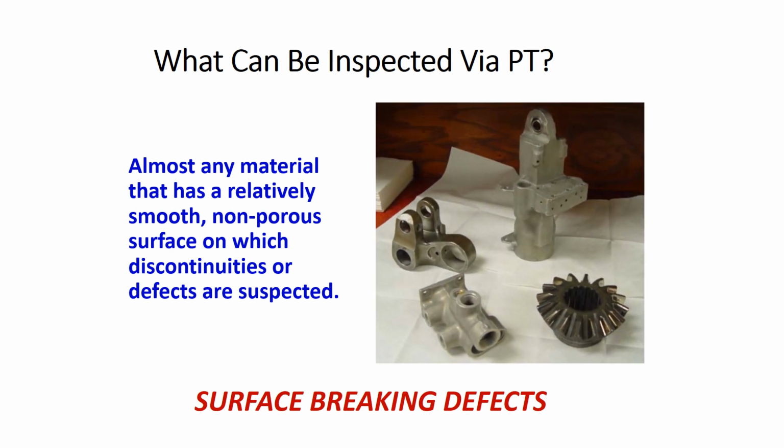What can be inspected via PT? Almost any material that has a relatively smooth, non-porous surface on which discontinuities or defects are suspected. Surface breaking defects, or the defects which are open to the surface: any cracks, blowholes, porosities, inclusions which are open to the surface. Now, almost any material means penetrant testing doesn't depend upon the type of material, be it magnetic, non-magnetic, electrically conductive, electrically non-conductive, thermally conductive, or thermally non-conductive. It doesn't depend upon its shape and size.